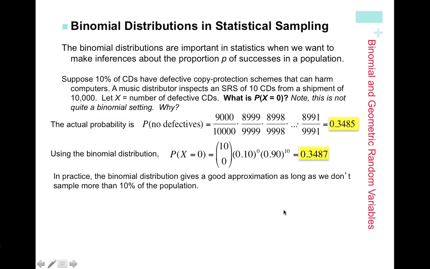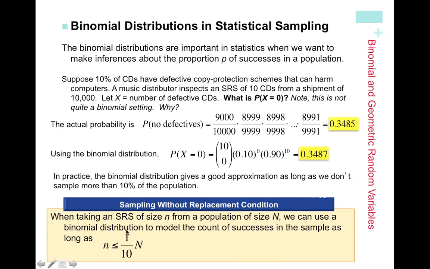And in practice, a binomial distribution is going to be a good approximation. It's going to do a really, really good job as long as we don't sample more than 10% of the population. That's important. If our sample size is less than 10% of the population, we can answer these types of questions by using a binomial distribution. If not, we have to approach them as being dependent trials, and the probability calculations get more complex.